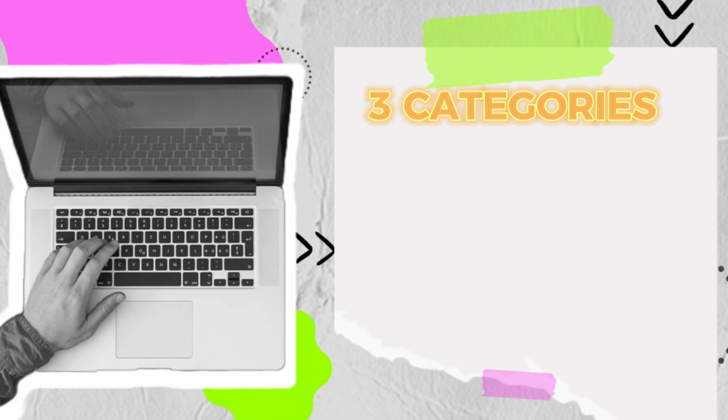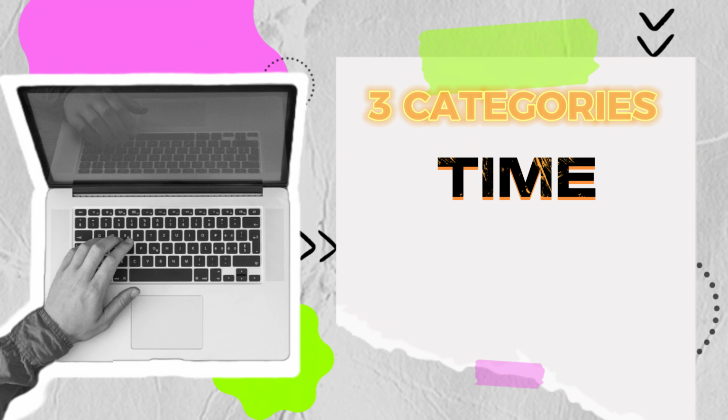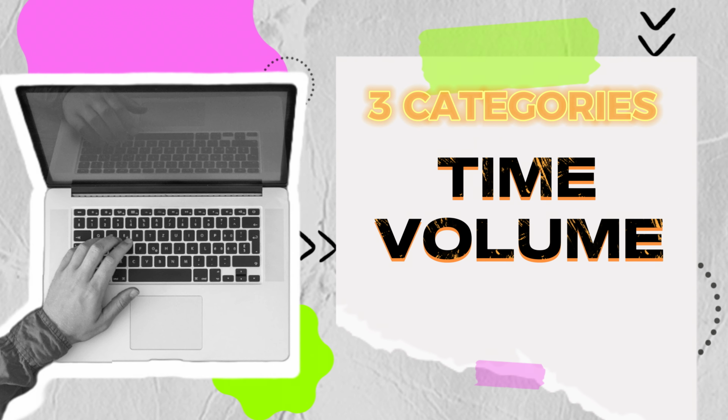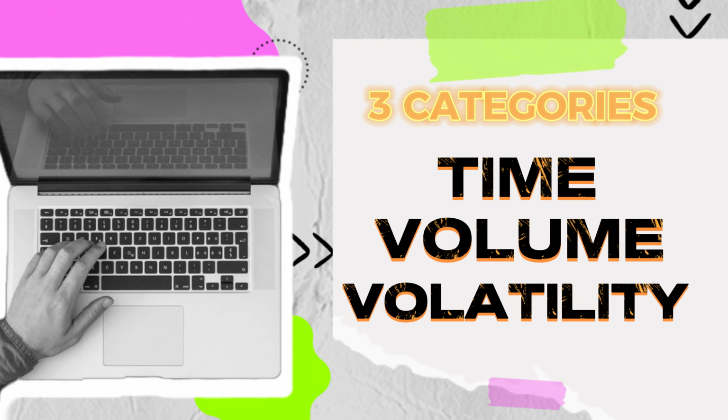First of all, I'm going to split our candle types into three groups. The first one would be time, the second one would be volume, and the third one would be volatility. All this information is crucial for traders to know when they are doing their analysis, their hypothesis, and execution of trades in their trading platform.